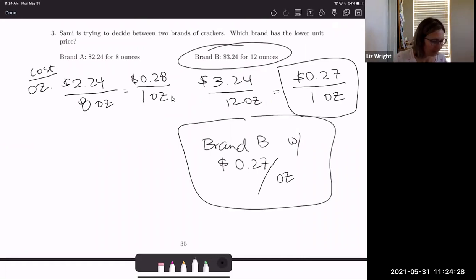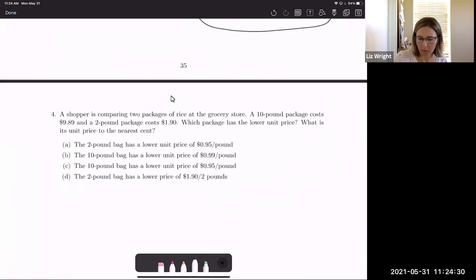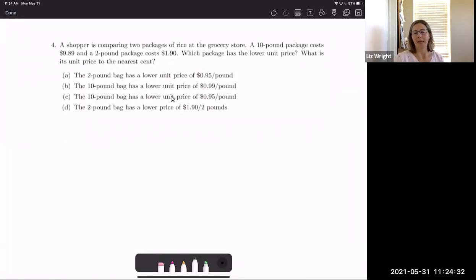So let's flip. We've got one more example to try here. And again, if you haven't already paused the video, pause the video, try this one out, see if you can do it, and then watch me on hyperspeed and see how you did on it.